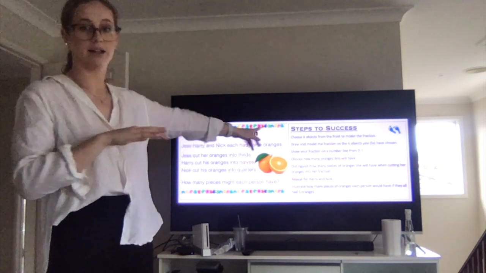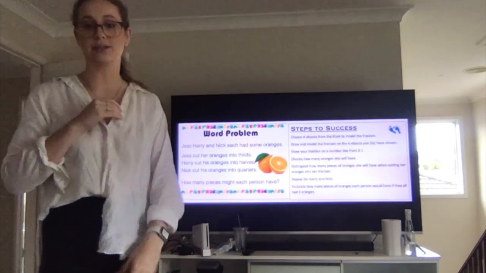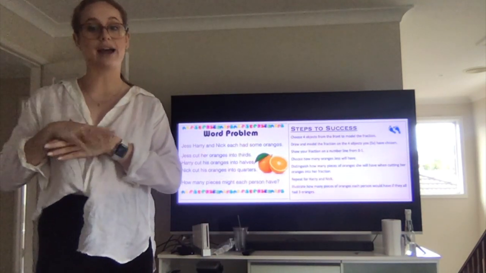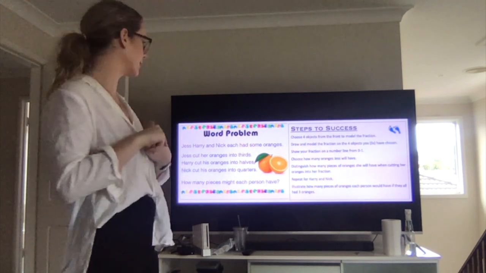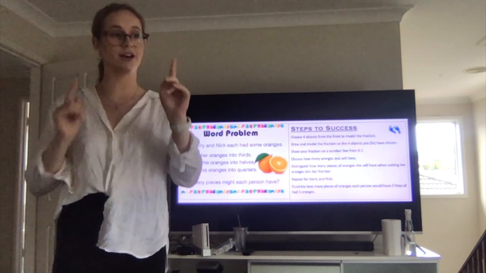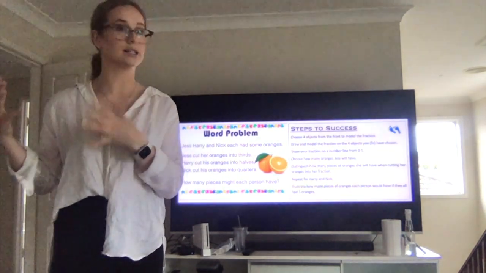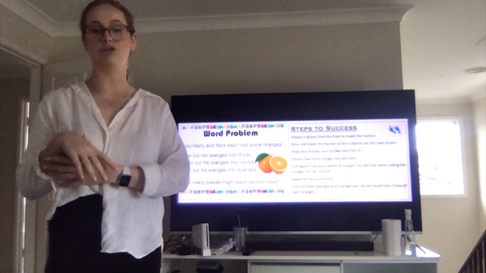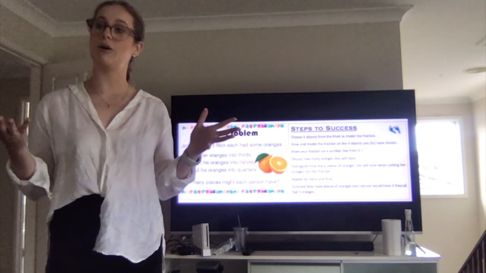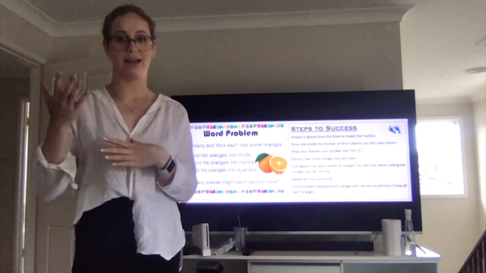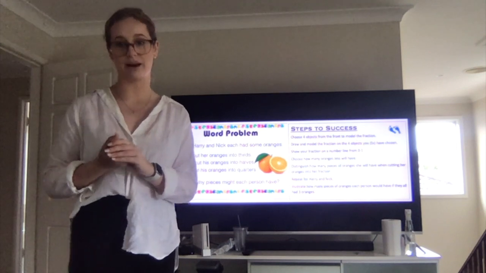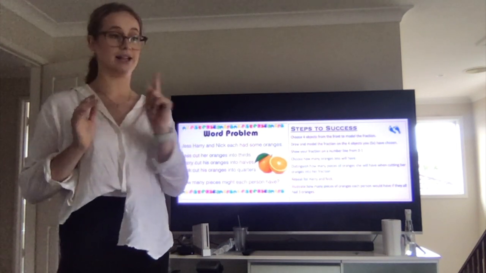Then it says, after the number line, choose how many oranges Jess will have. Then it says, distinguish how many pieces of oranges she will have when cutting her oranges into the fraction. Oh, yep, I heard someone, what does distinguish mean? Good question. Distinguish means to tell apart or determine. So it's like another word for, if I were to say, figure out how many pieces of orange Jess would have. Yep, so good question, that is good.